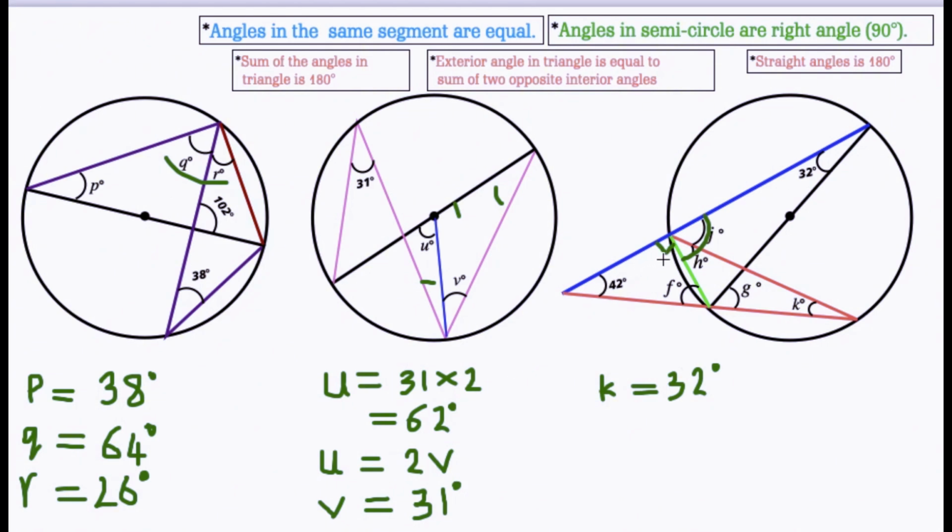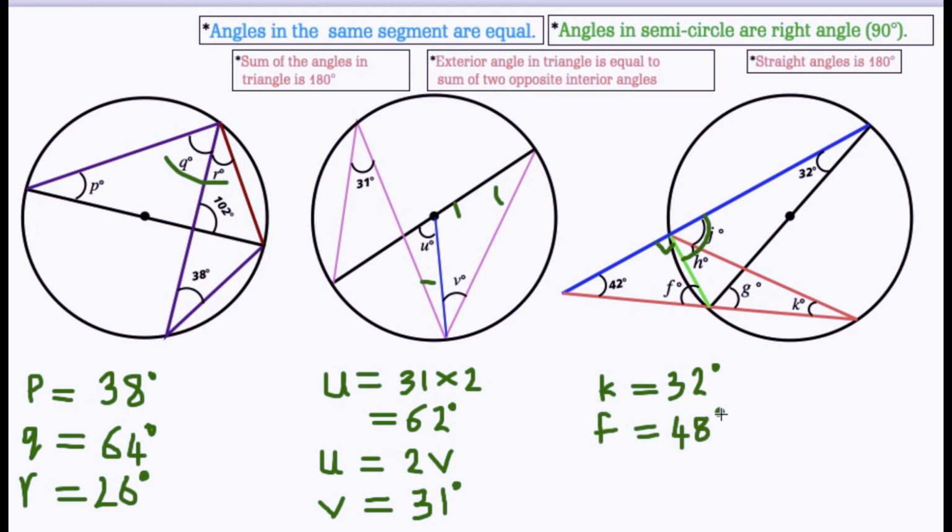Now this is a right angle triangle, and then F is equal to 90 degrees minus 42 degrees. And 90 degrees minus 42 degrees will give us 48 degrees. So F is 48 degrees.